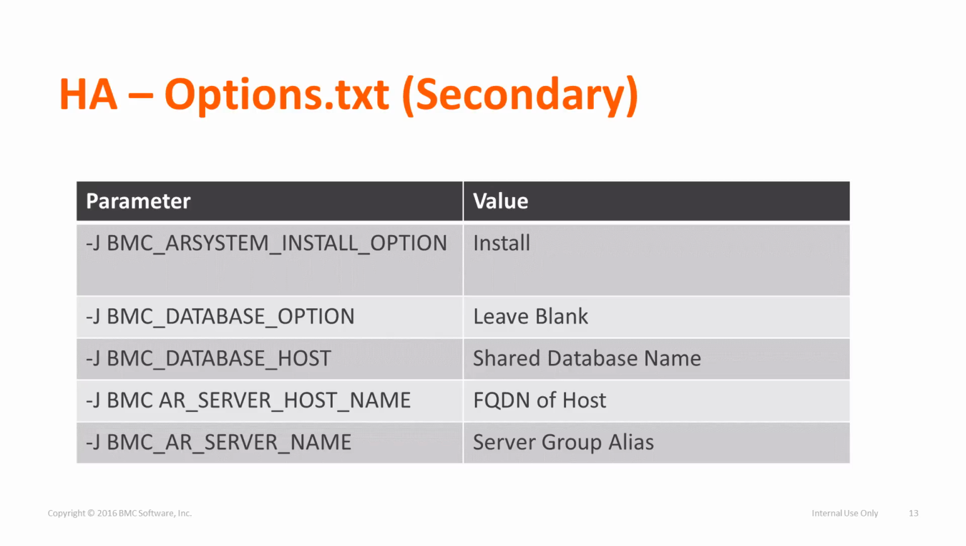So moving on to the secondary server, I've highlighted a few parameters here. Obvious one is the install. I'll leave the database option blank because it's essentially updating the local file system. It's not really updating the database. And then I'll need to enter the fully qualified domain name of the host as well as the server group alias.